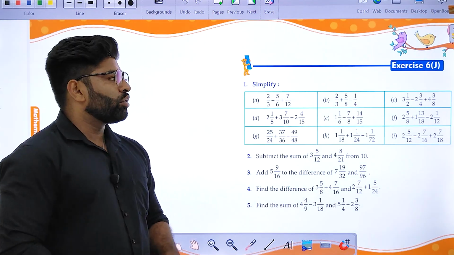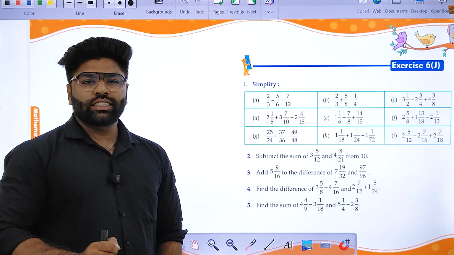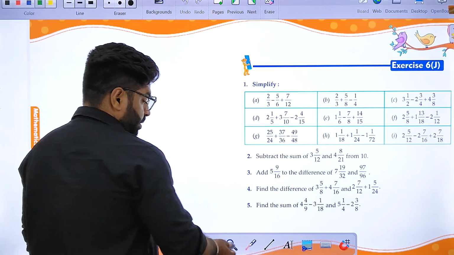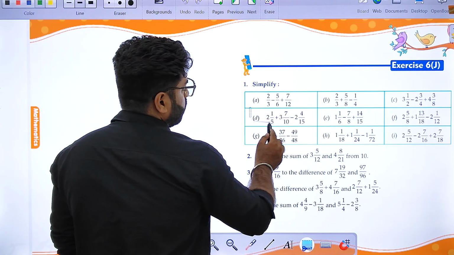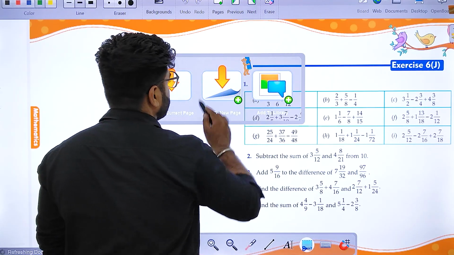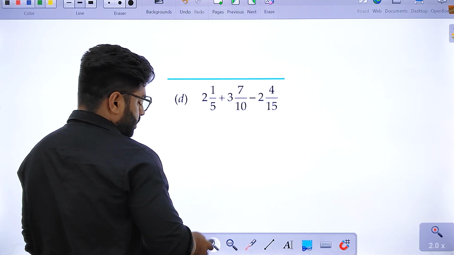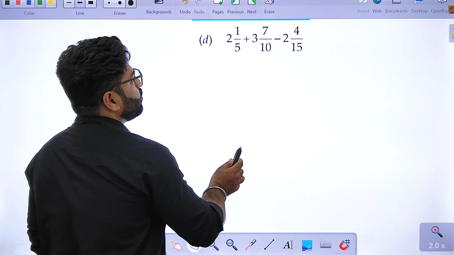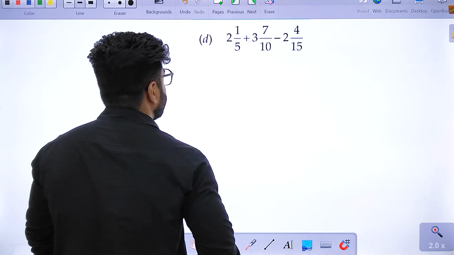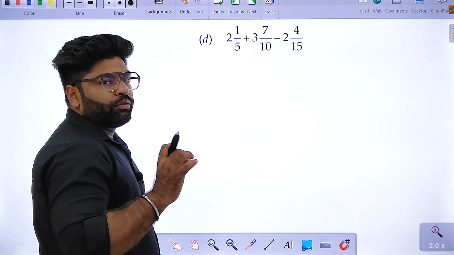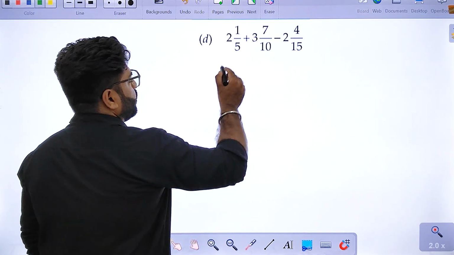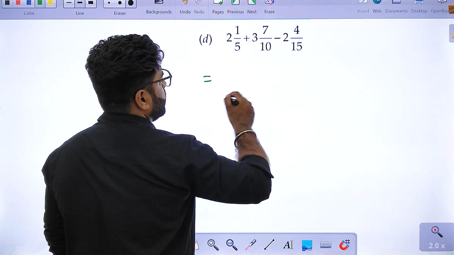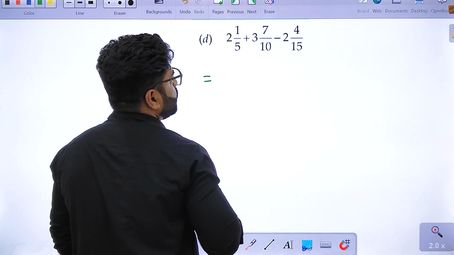Okay, students, now come to our new exercise 6J. And here we are having some simplification questions. And we are going to solve this D part. So here we are having addition and subtraction, both operations in one question. So first we are going to add, then we will go to our subtraction part. So first we are going to change these mixed fractions into improper fractions.